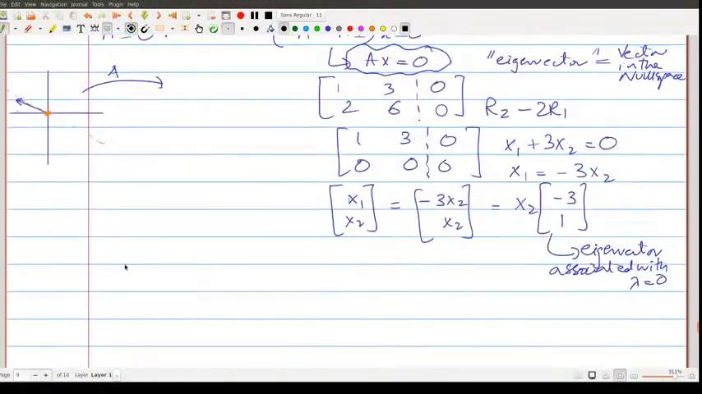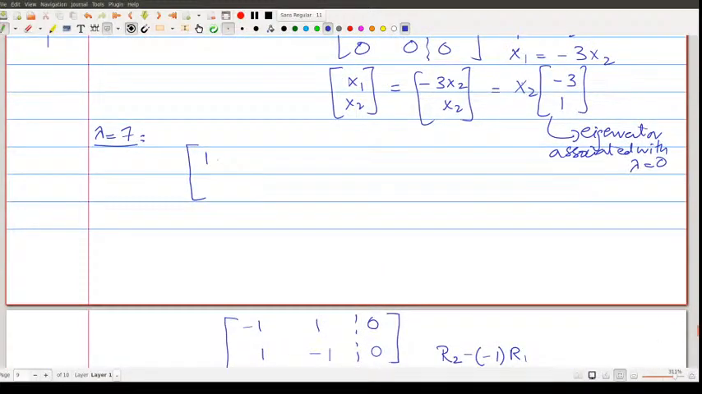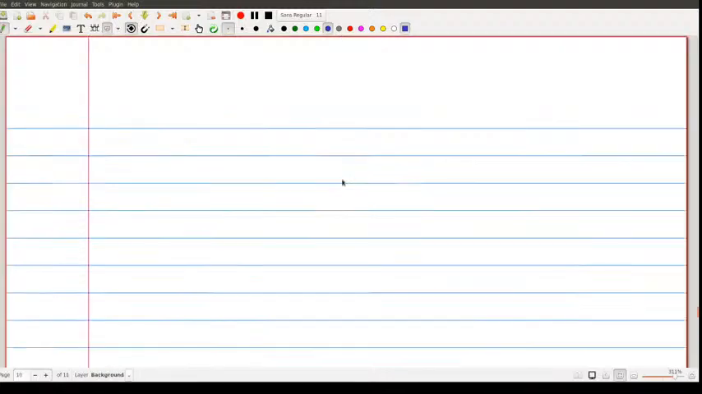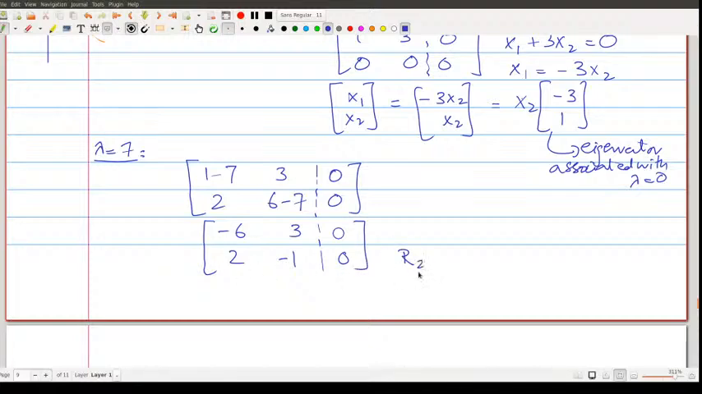Okay, but let's not waste any time. Let's just solve it for lambda equals 7. So what do we get? We have 1 minus 7 and 6 minus 7. So 1 minus 7, 3, 2, and 6 minus 7. And let's try to solve it for the null space. Okay, so here we go. We have minus 6 here, 3, 2, minus 1 here, 0, 0. What do we do? Okay, so R2 plus, or what do we have?